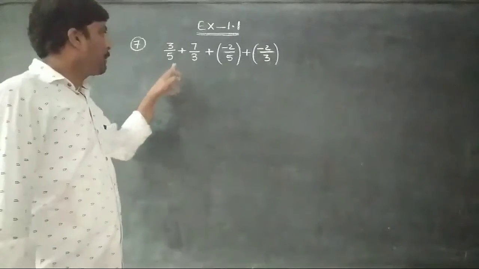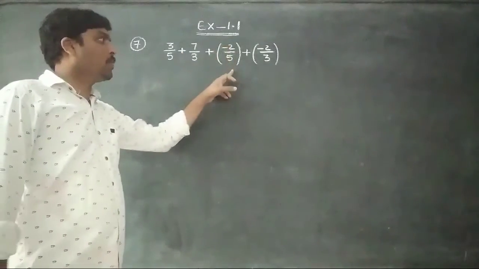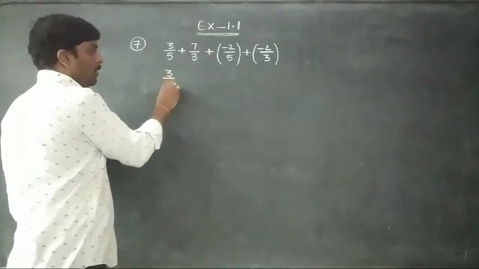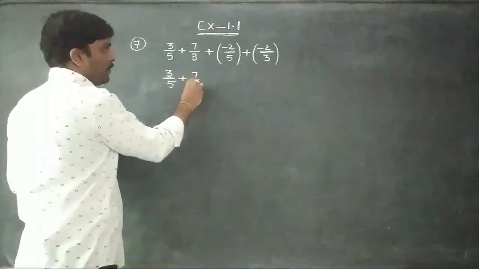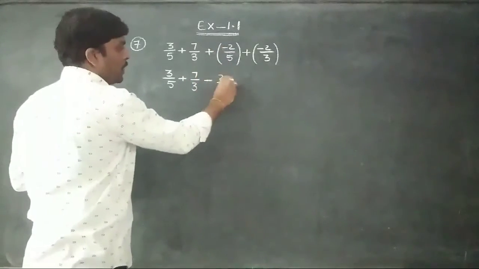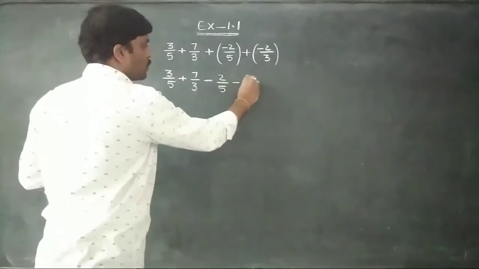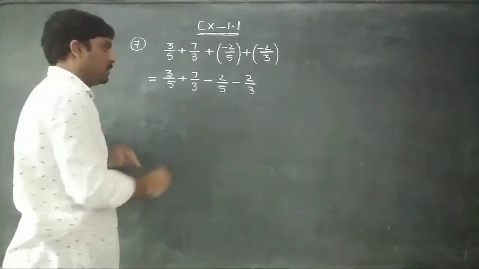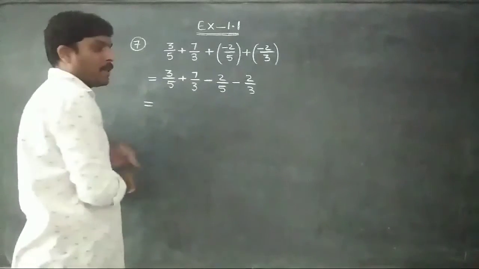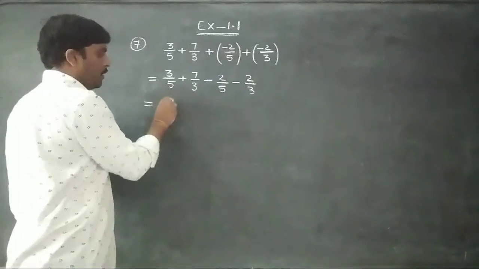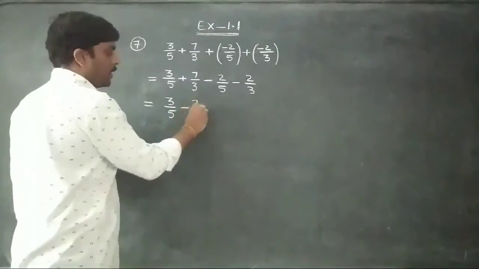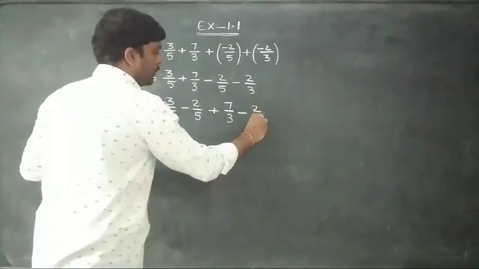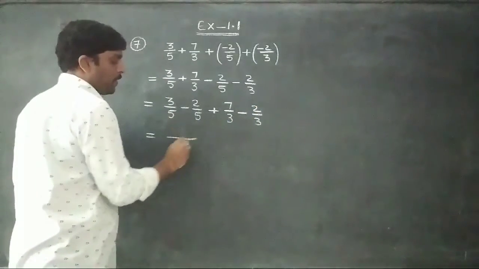Evaluate 3 by 5 plus 7 by 3 plus minus 2 by 5 plus minus 2 by 3. Now the solution: 3 by 5 plus 7 by 3 plus minus 2 by 5 plus minus 2 by 3. Rearrange the terms, the fractions with the same denominators together: 3 by 5 minus 2 by 5 plus 7 by 3 minus 2 by 3.